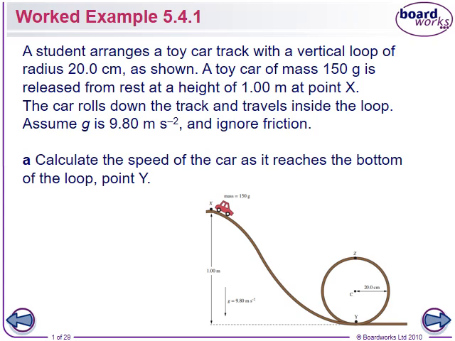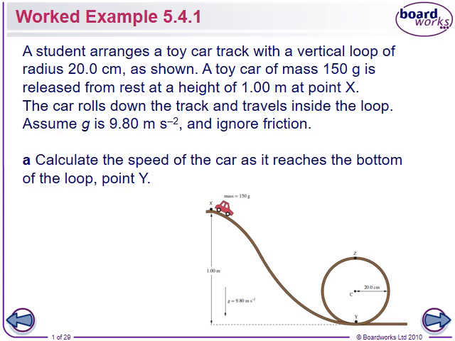So we're starting up here from rest, travelling down to point Y. So how are we going to calculate speed? What are we going to use? Kinetic energy. Excellent. So we are converting our gravitational potential energy into kinetic energy. The amount of energy this car has is not going to change. What is going to change is whether it is gravitational potential or kinetic.